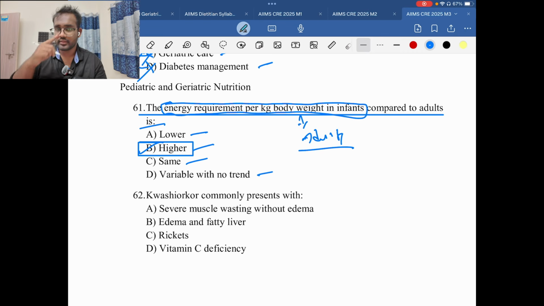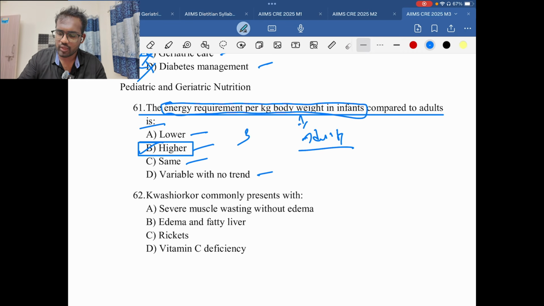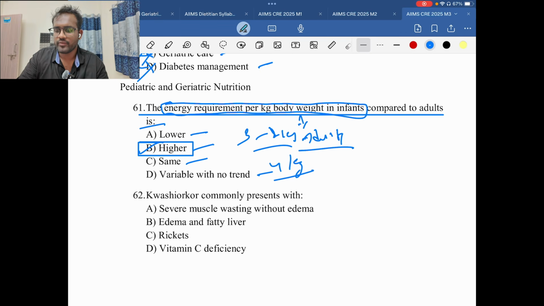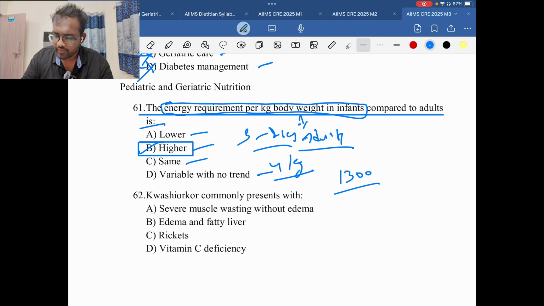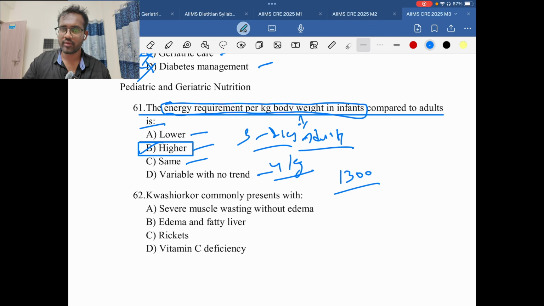Always remember, because the infant will be hardly 2 or 3 or 4 kilos, we need at least more calories per kg body weight to maintain it. A 1 year, around 12 months, child needs at least 1300 calories. Like that, there will be some range which I have clearly mentioned in my notes. You can just go through it once. It will be very easy to understand. Always remember per kg nutrient requirement, the child needs a lot of calories per kg, not the adults.